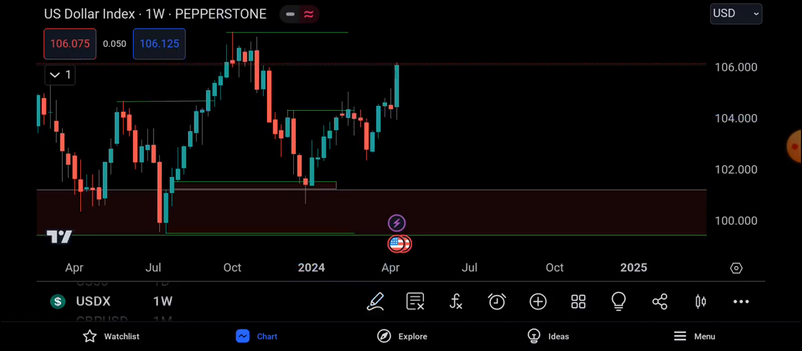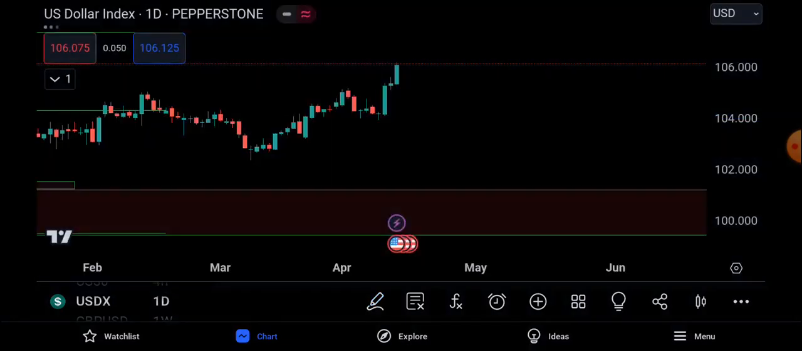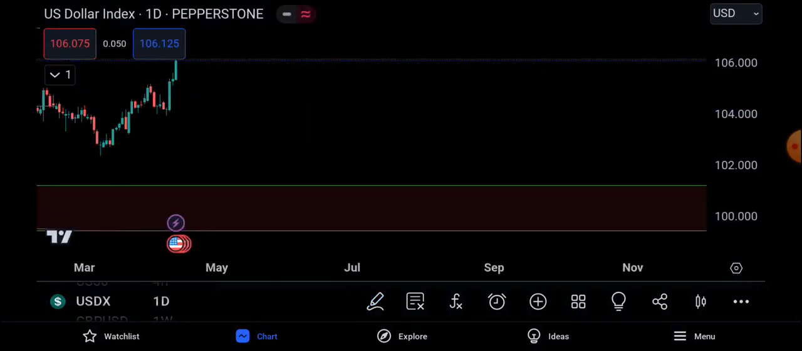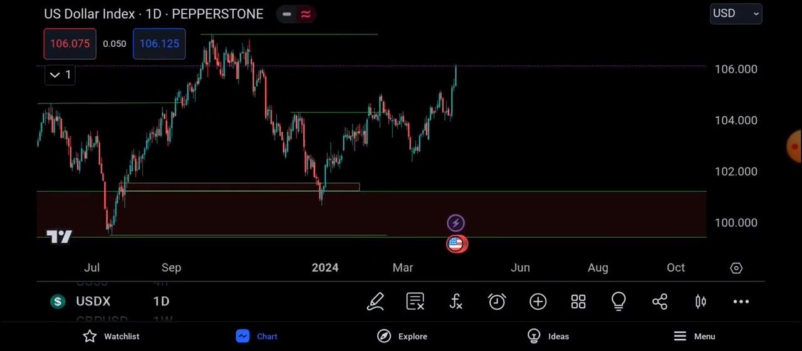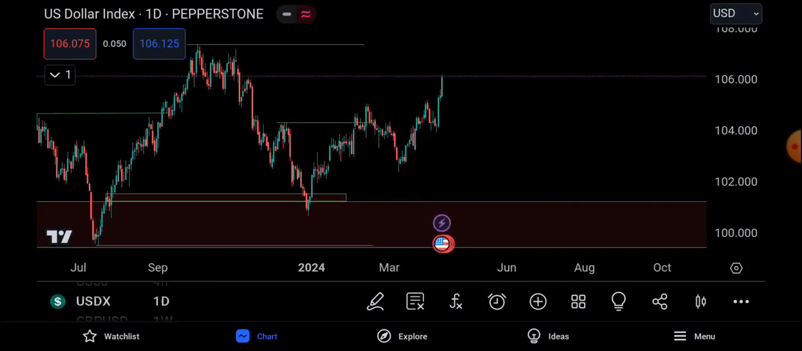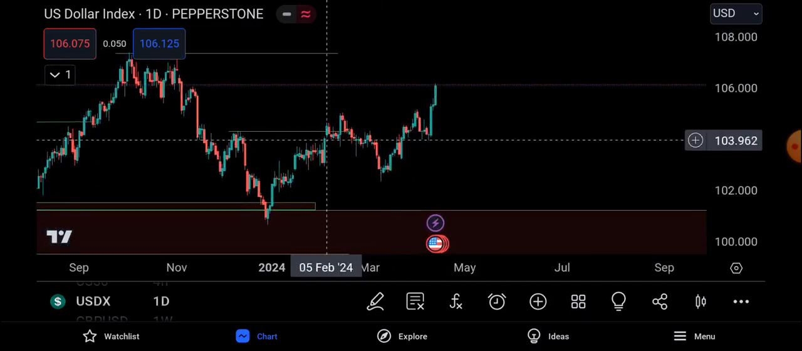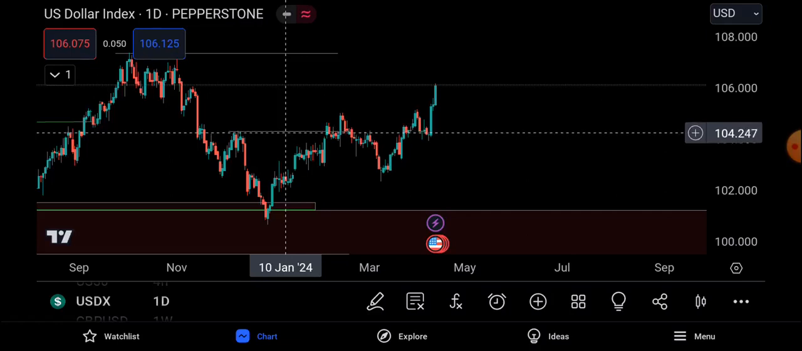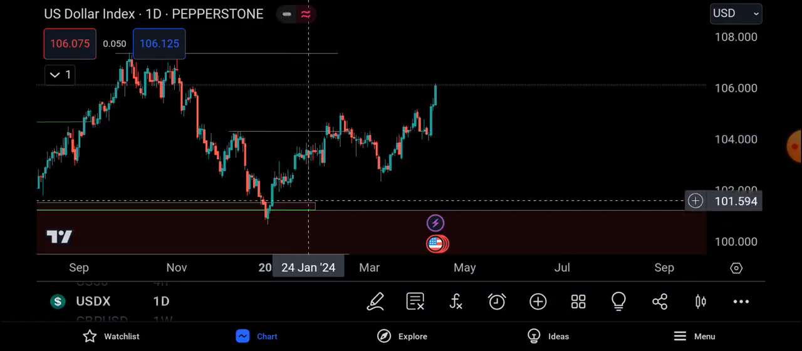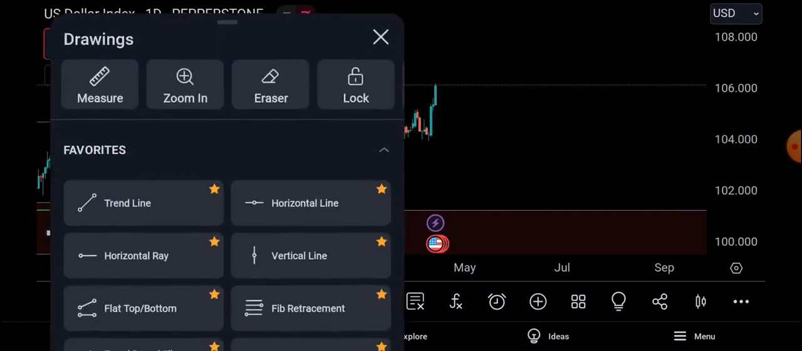Alright, and then I'm going to move down to the daily. I was actually supposed to draw that market structure shift on the daily time frame, but that's fine. Okay, so on the daily, what do we have? We have a recent market structure break right here. So our trading range is here.